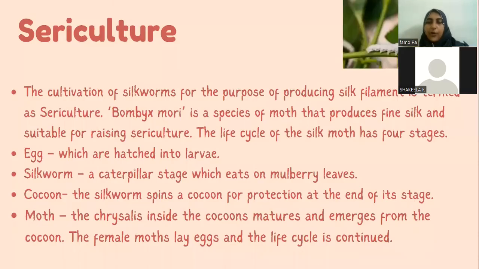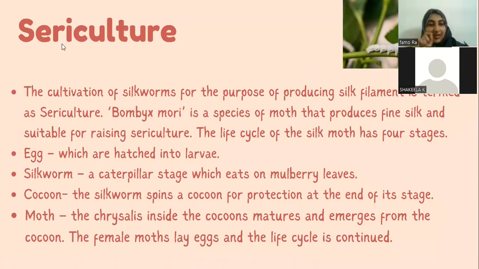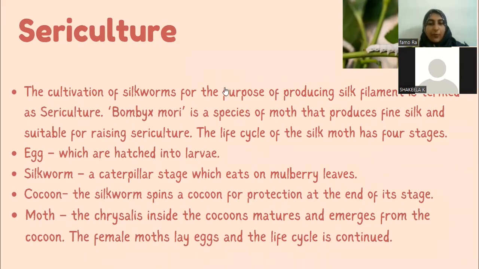Now about sericulture. The cultivation of silkworms for the purpose of producing silk filaments is termed sericulture. And here you need to know a lot of terms are coming again. Bombyx mori is a species of moth that produces fine silk, and it is suitable for raising in sericulture. The most commonly used species of silkworm is called Bombyx mori. Okay, so silkworm is Bombyx mori.